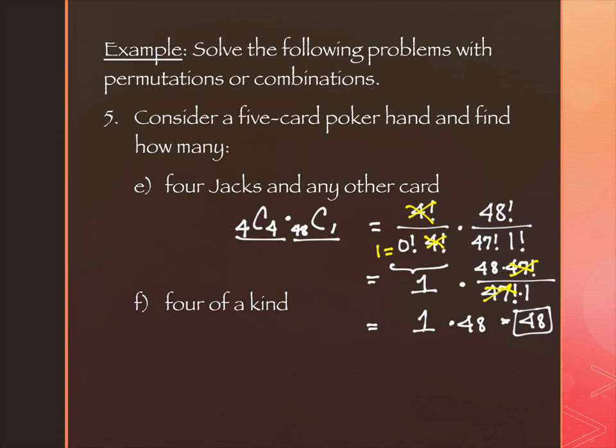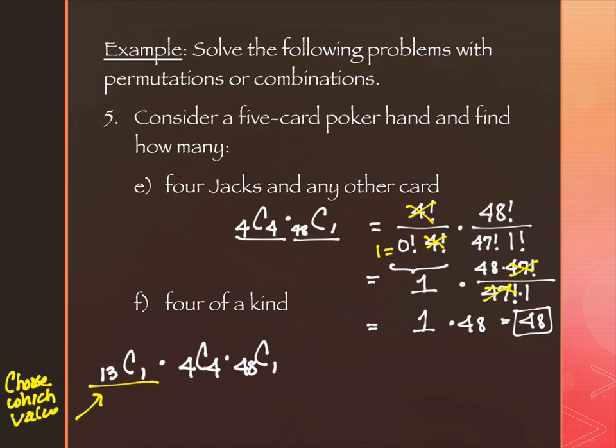So the ending part that I'm going to write down is going to look just like what I just did, 4C4 times 48C1. All right, it's going to have that in it. But the first thing I have to do is choose which of my 13 different values, because there's 13 options, that I have 4 of. So I need to have a 13C1 at the beginning, not because it's choosing a specific card, but because this chooses which value my hand of 4 is going to be. Now, think about this.